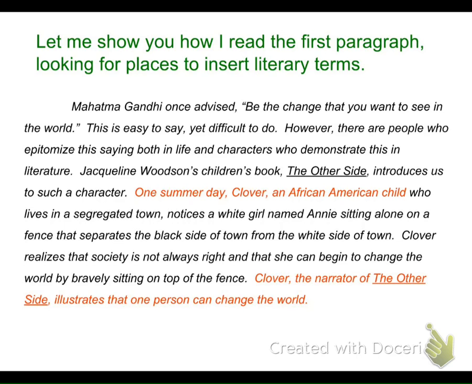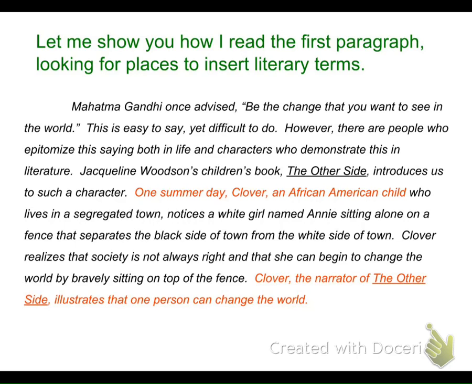One summer day, Clover, an African-American child who lives in a segregated town, notices a white girl named Annie sitting alone on a fence that separates the black side of town from the white side of town. Clover realizes that society is not always right and that she can begin to change the world by bravely sitting on top of the fence. Clover, the narrator of The Other Side, illustrates that one person can change the world.